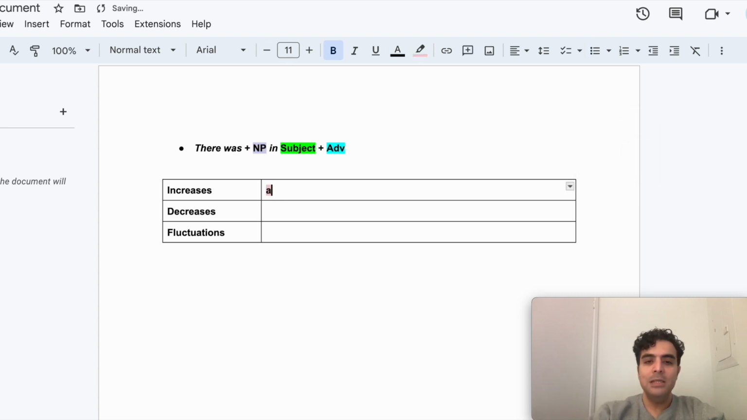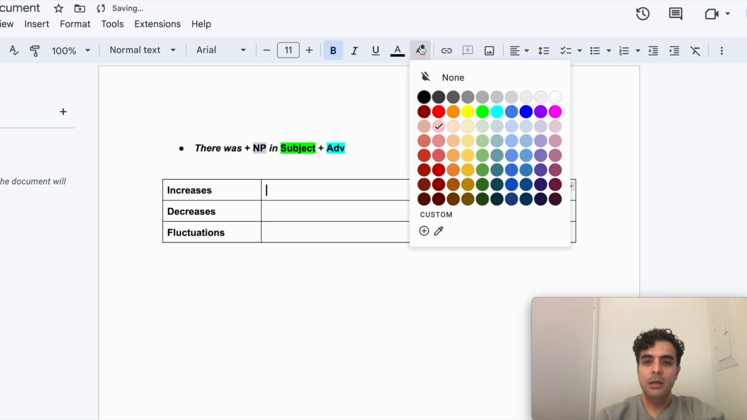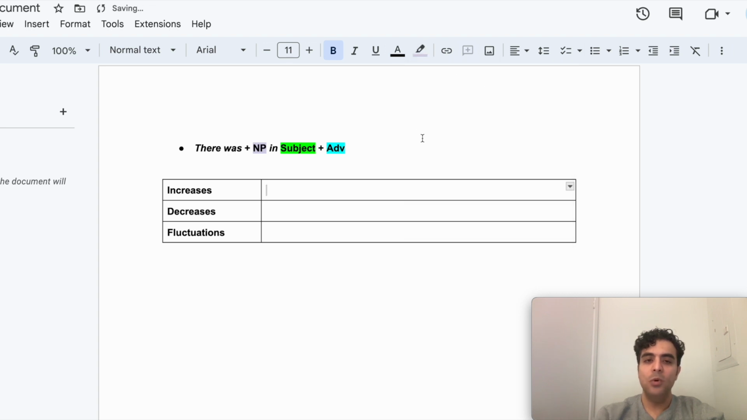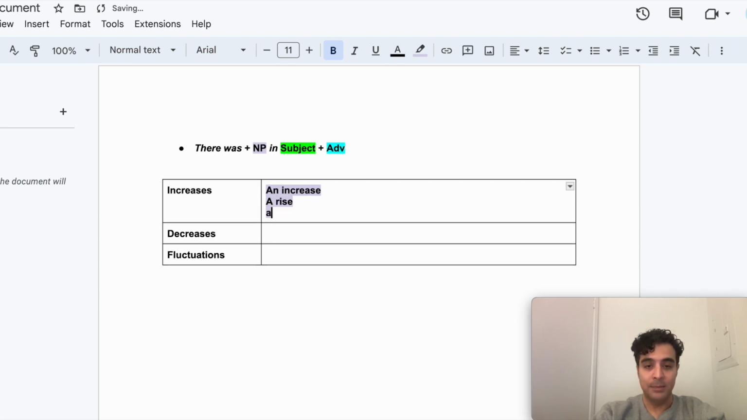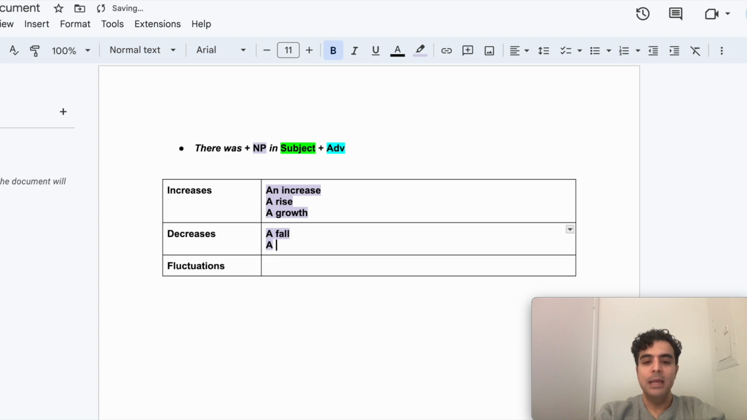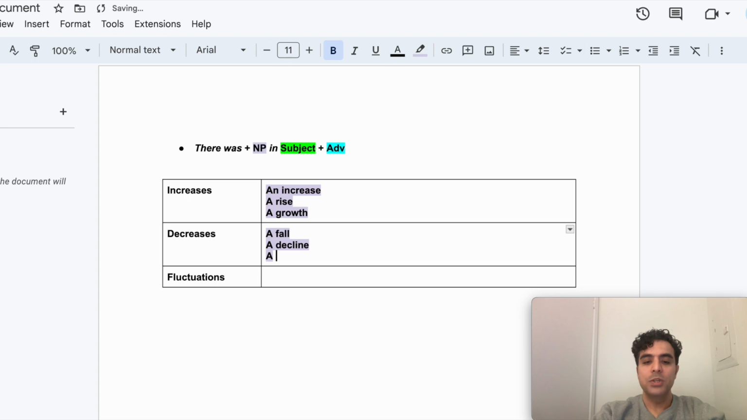So for an increase, well, the name is quite self-explanatory. We are going to use an increase. You see, that's the noun form of the verb increase, right? You could also refer to it as a rise, or there was a growth in something, right? So these are the structures we use for increases. For decreases, what could you use? Once again, same color. We could use there was a fall, or there was a decline, or there was a drop in the number of something, right?